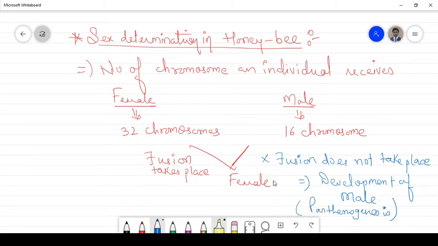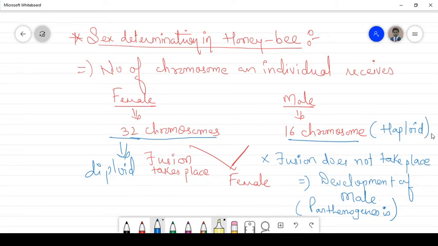Okay. Now, over here, these 32 chromosomes which the female has are the diploid number, whereas the 16 chromosomes are what? The haploid. Such a type of determination is known as the haplodiploid sex determination system.